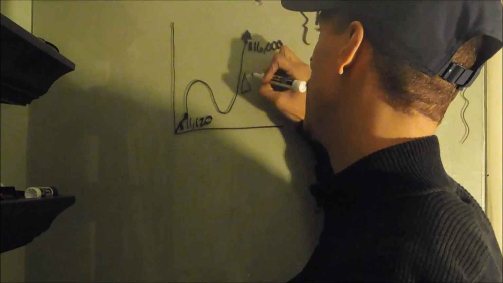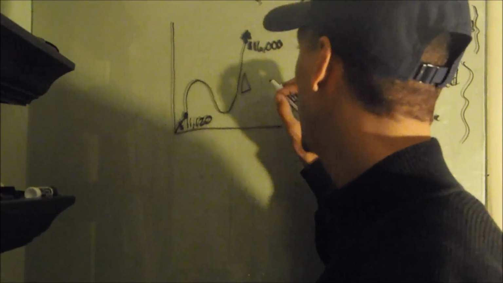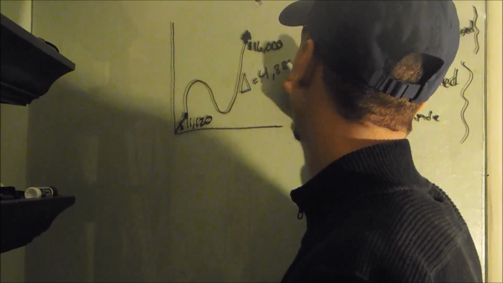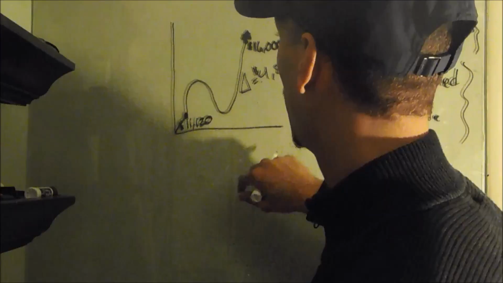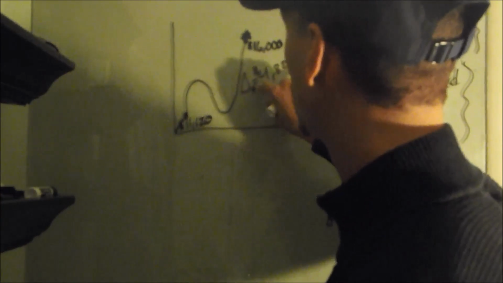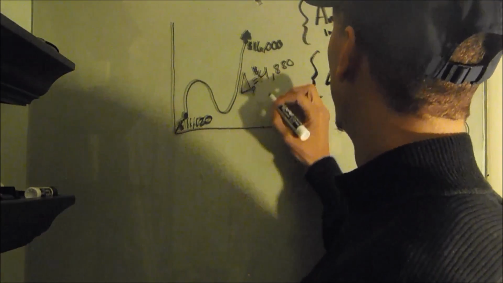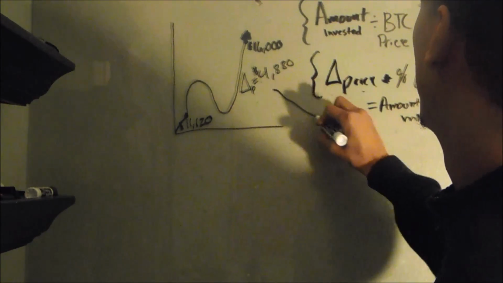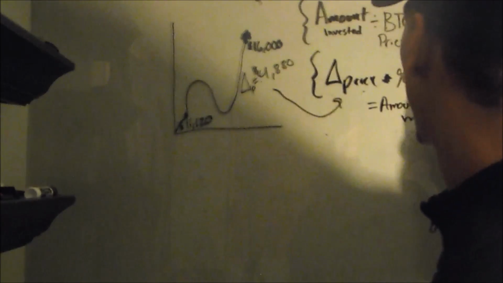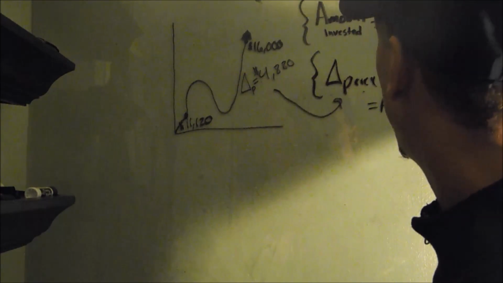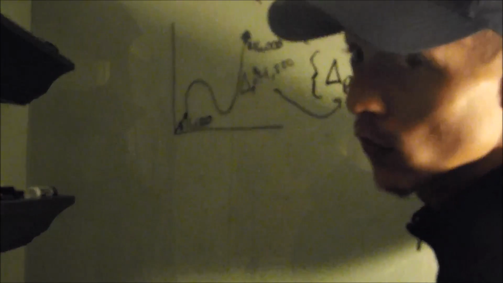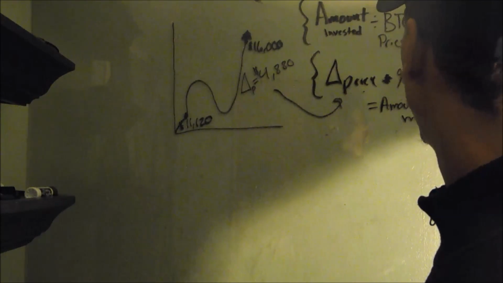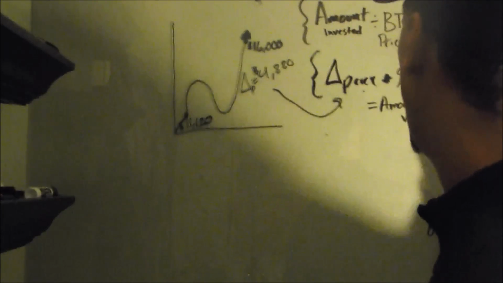If you don't know, the triangle is delta and it signifies change in math. So $4,880 is our change, and we can put a P right here for change in price. And this $4,880 is, again, our change in price. Now our percent owned is going to be found by using the Bitcoin purchased, or this first formula, which is why you need to know that one as well. This formula will show you how much Bitcoin you have.